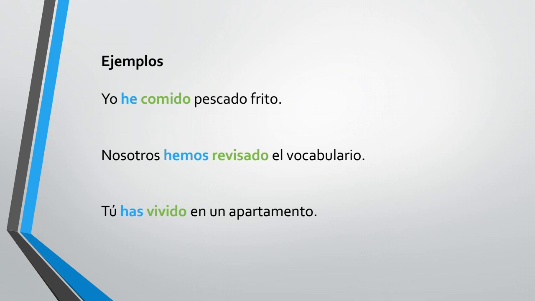Aquí tenemos algunos ejemplos. So, yo he comido pescado frito. I have eaten fried fish. Nosotros hemos revisado el vocabulario. We have reviewed the vocabulary. Tú has vivido en un apartamento. You have lived in an apartment. So really all of your regular ER, IR, AR verbs, it's really easy to add that ending on that second verb because they're all the same ending on every single regular verb.